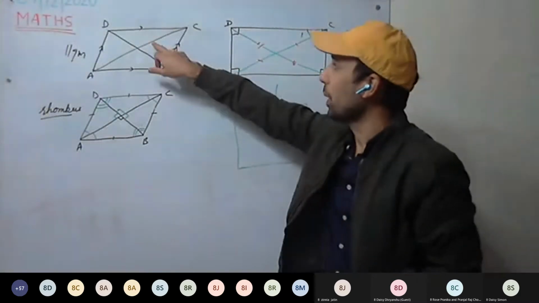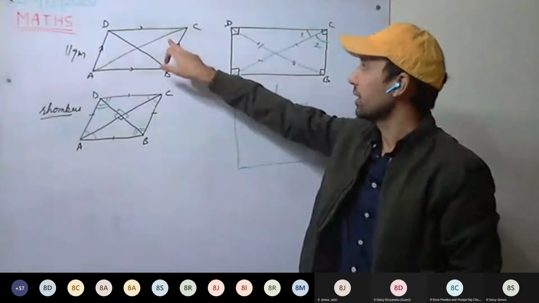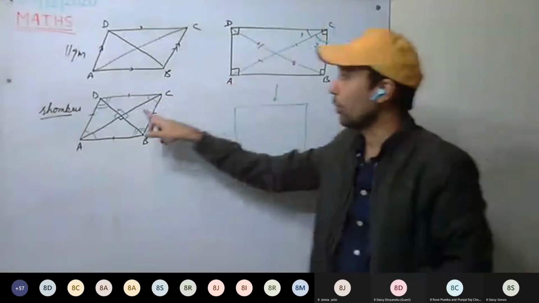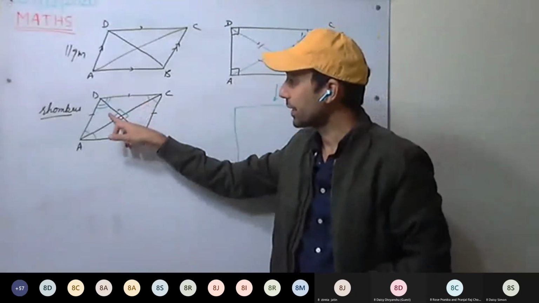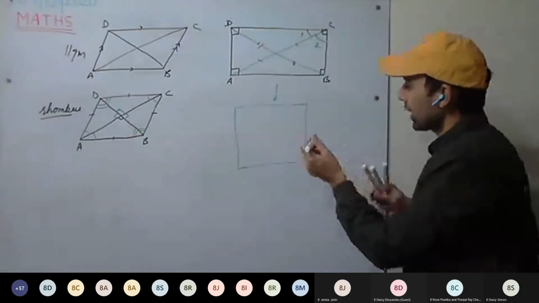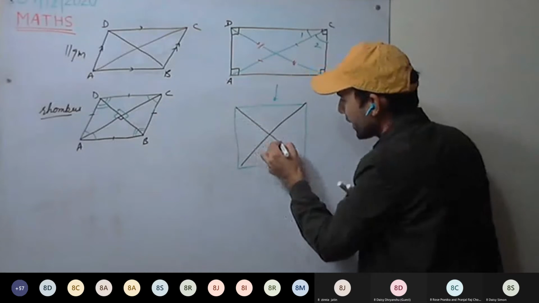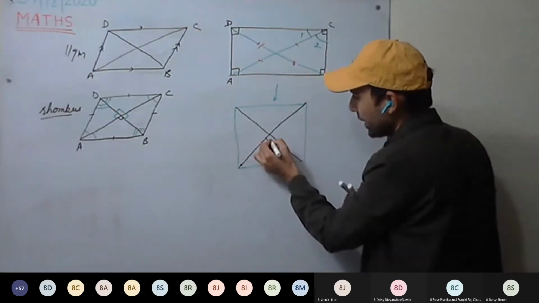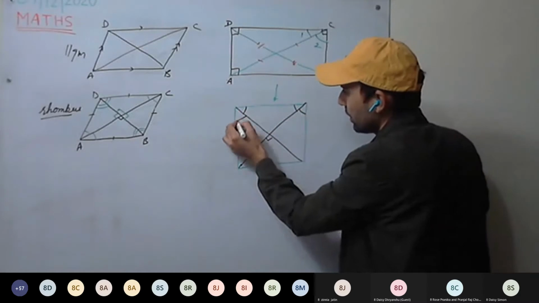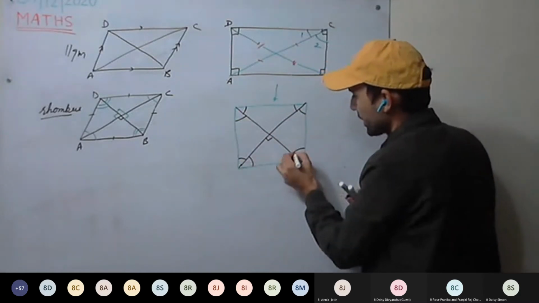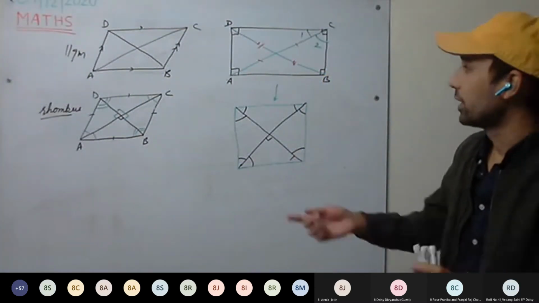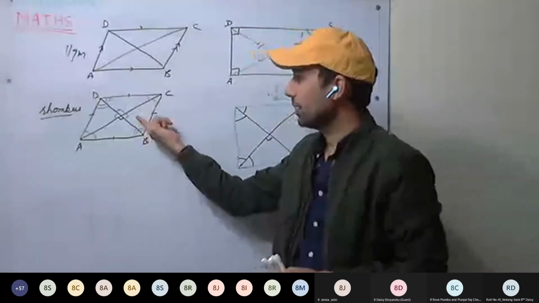So we can say in a parallelogram, diagonals don't bisect the angle. In a rectangle, diagonals don't bisect the angle. In a rhombus, diagonals bisect the angle and meet at 90 degrees. Similarly, in a square, diagonals bisect each other, they meet at 90 degrees, and they bisect the angle as well. There is only 1 minute left. So see here, this is clear.